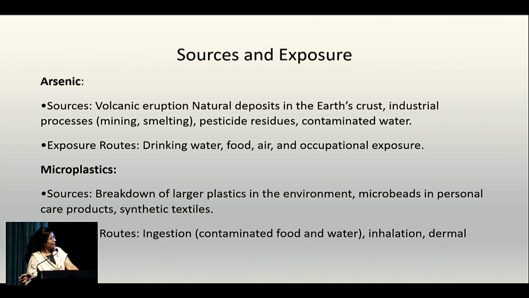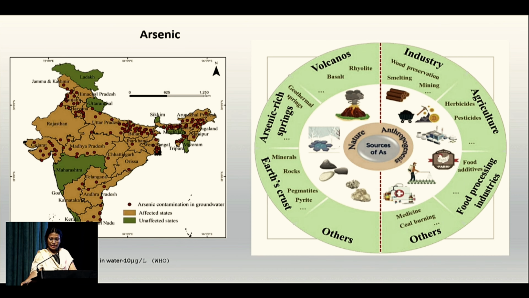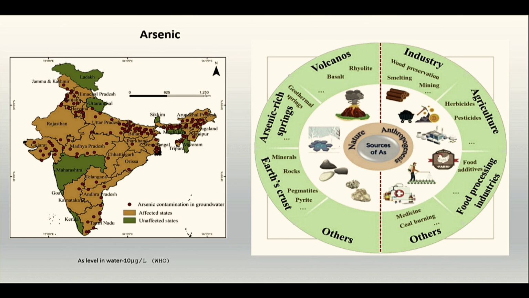So you can see various sources. In the first picture you can see how India has been exposed to arsenic, and you can see various natural and anthropogenic sources. The main natural sources of arsenic are volcanic eruptions and underground waters.